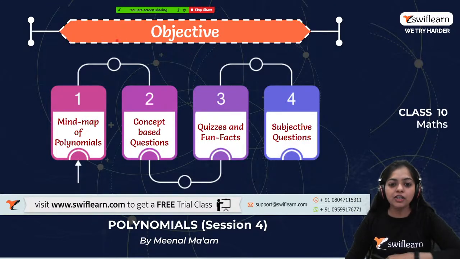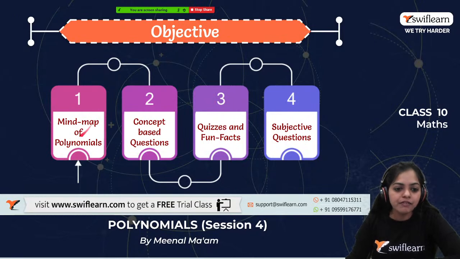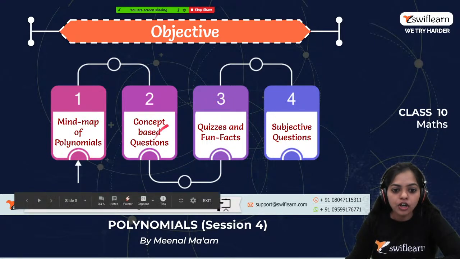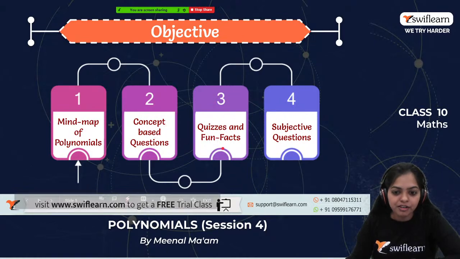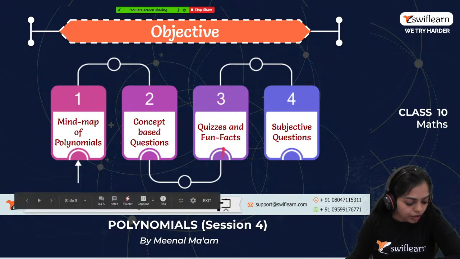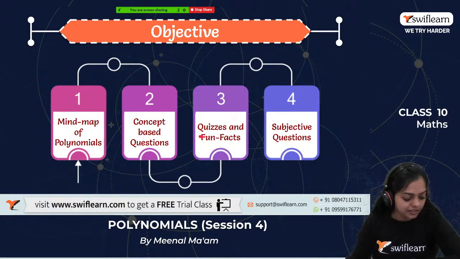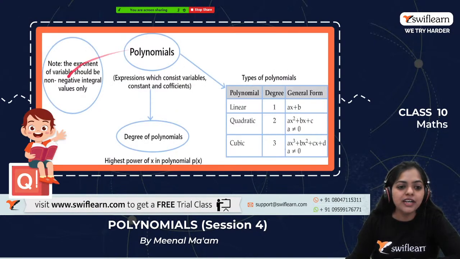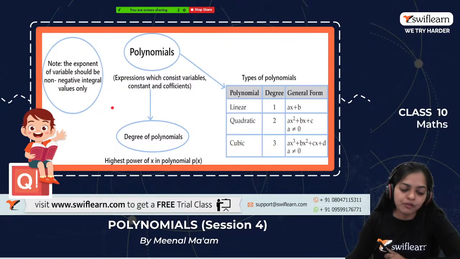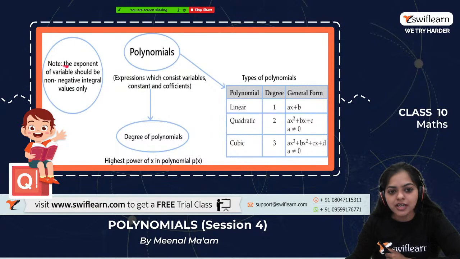Before that, what are the objectives of today's session? Today we will discuss the mind map of polynomials, concept-based questions, quizzes and fun facts, and subjective questions too. So today we will discuss a lot of quizzes and subjective questions. Before that, let us revise what we have discussed in the last three sessions. Then only we will do the questions. So first have a revision.